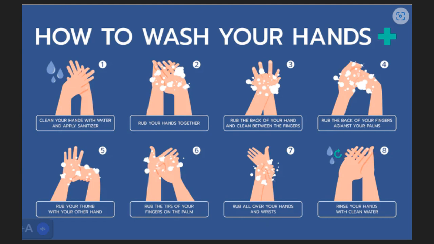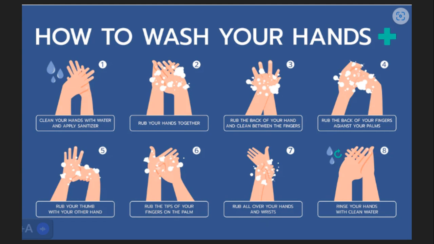Clean your hands with water and apply sanitizer. Rub your hands together. Rub the back of your hands, clean between your fingers. Rub the back of your fingers against your palms. Rub your thumb with the other hand. Rub the tips of your fingers on the palm. Rub all over your hands and your wrist area. And then rinse your hands with clean water.